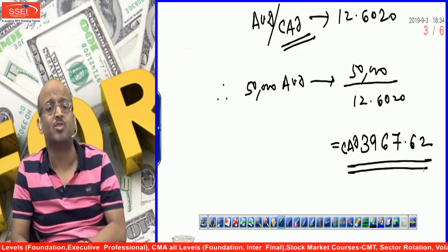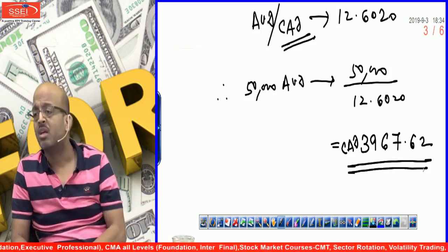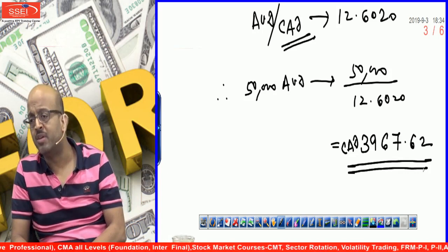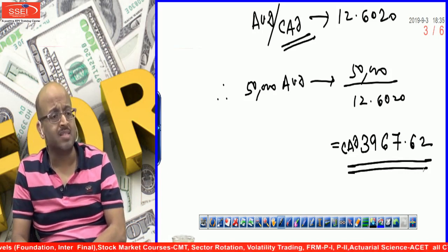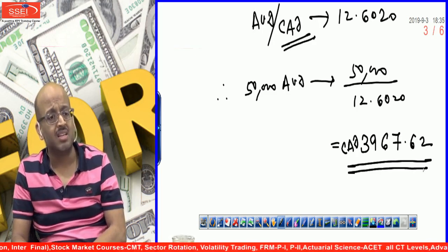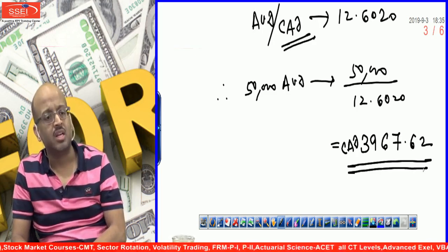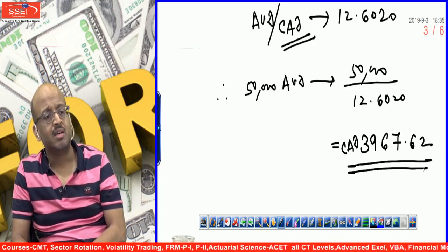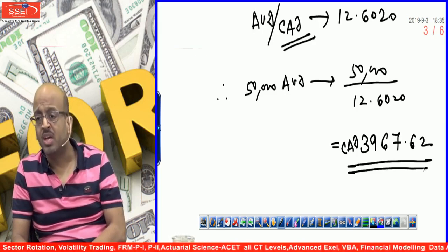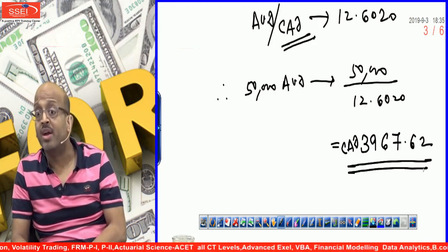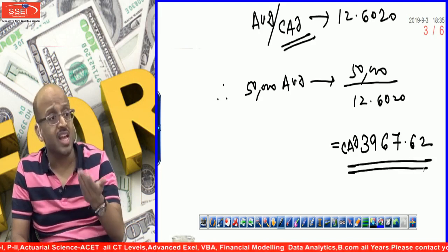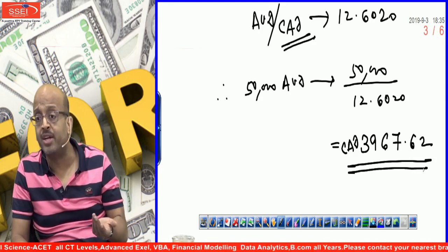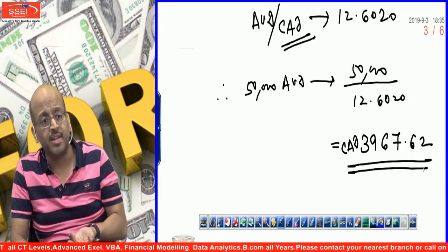I think point number 1 was warm-up. Correct? And in the warm-up, we took 3 or 4 examples, initially, before the note. In the 3 examples, you understood when to multiply, when to divide. Yes, you did. You understood.